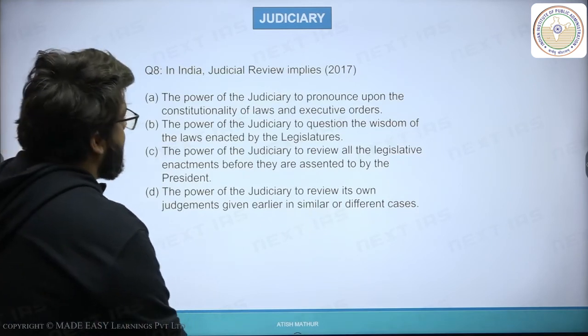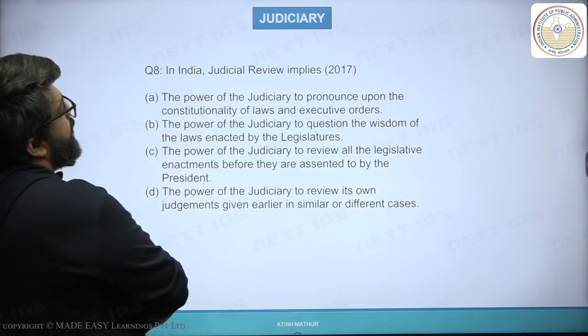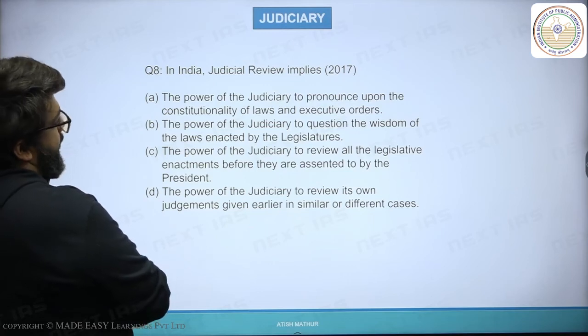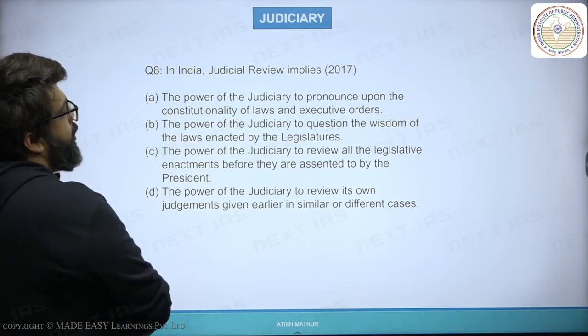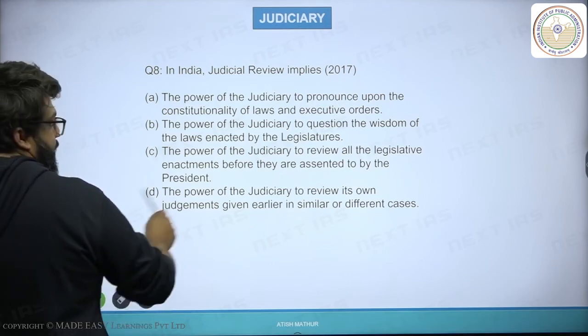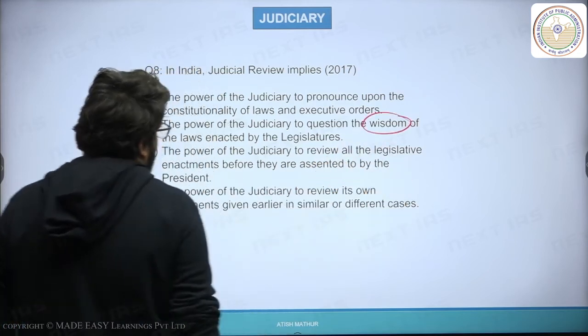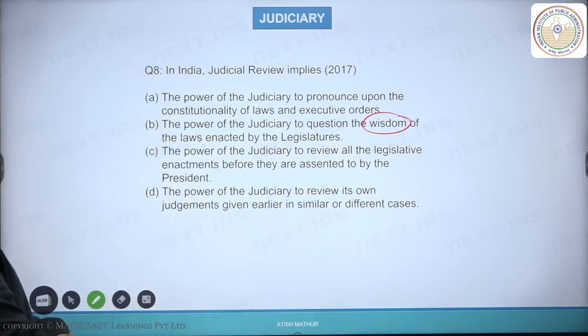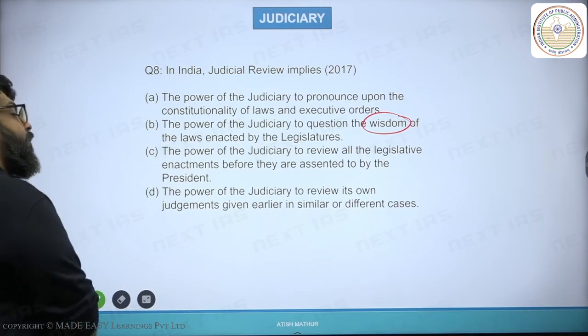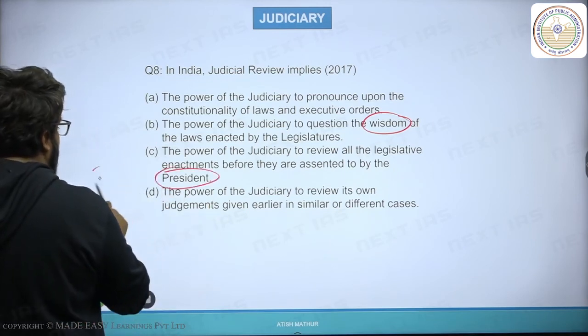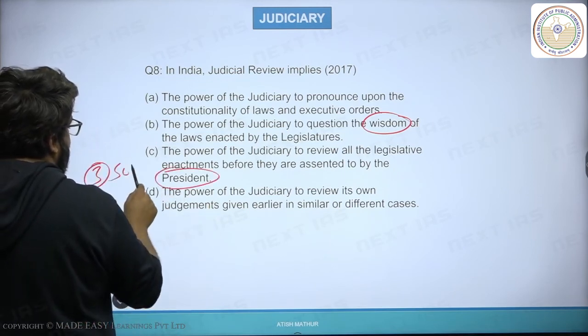Judicial review implies the power of the judiciary to pronounce upon the constitutionality of laws and executive orders, the power of the judiciary to question the wisdom of the laws. कल ही पढ़ा था wisdom. The power of the judiciary to review all legislative enactments before they are assented by the president. Separation of powers, rule number 3.